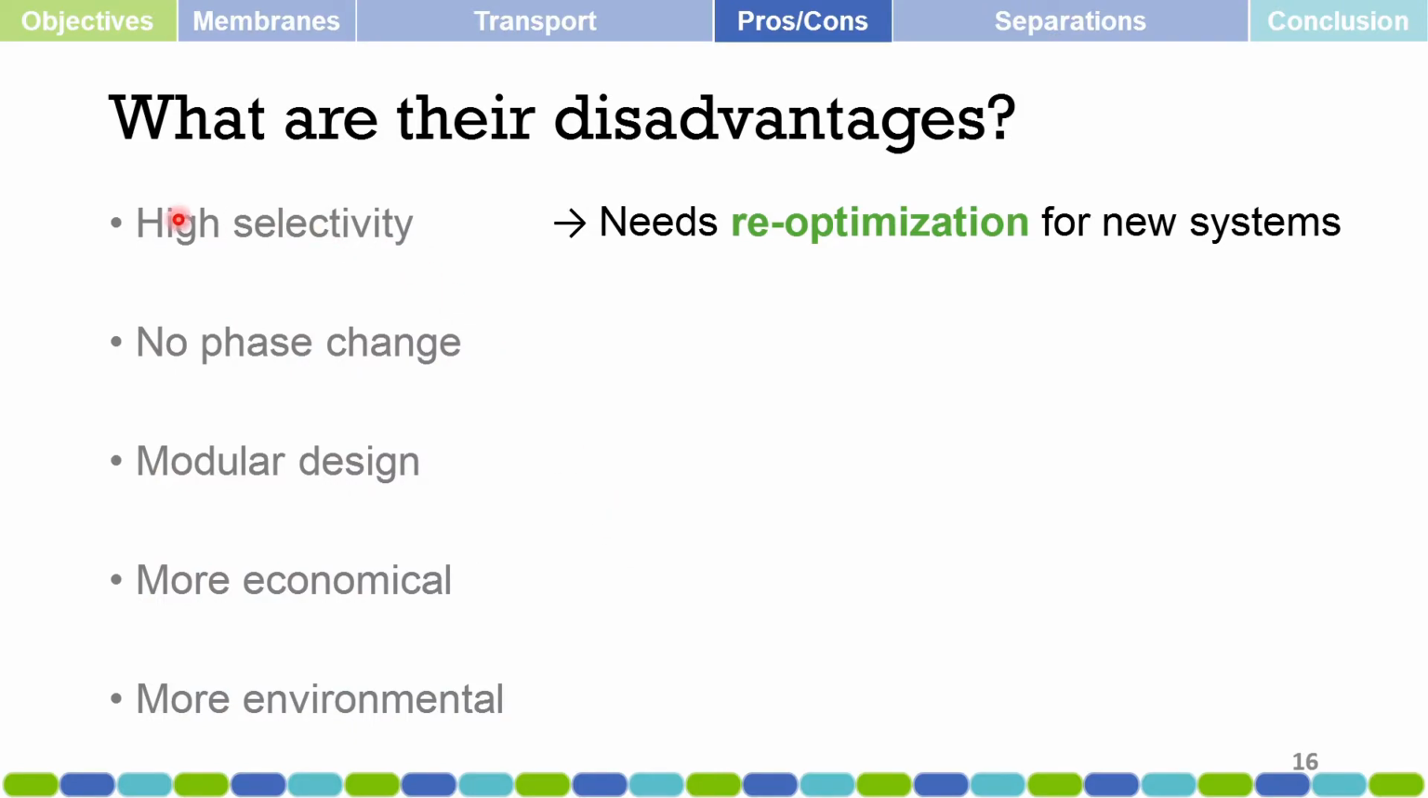However, these advantages can also have drawbacks, and this leads to the disadvantages of the membrane process. As we can see, membrane processes can be tailor-fit to different systems, and thus they need re-optimization for new systems. So that's a bad thing. There is not a membrane that is available for every application. So you might need to optimize due to the temperature, the pressure, or incompatibility with the chemical.